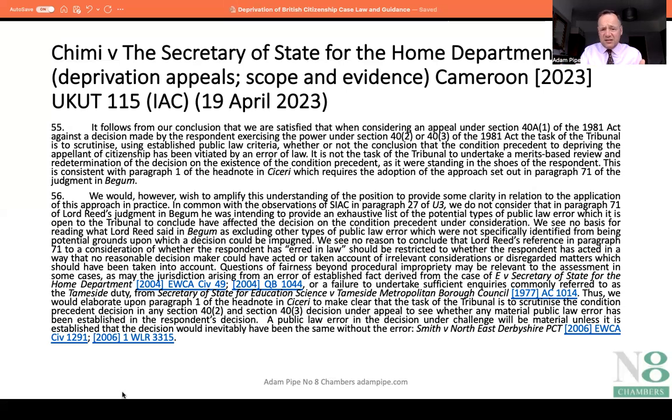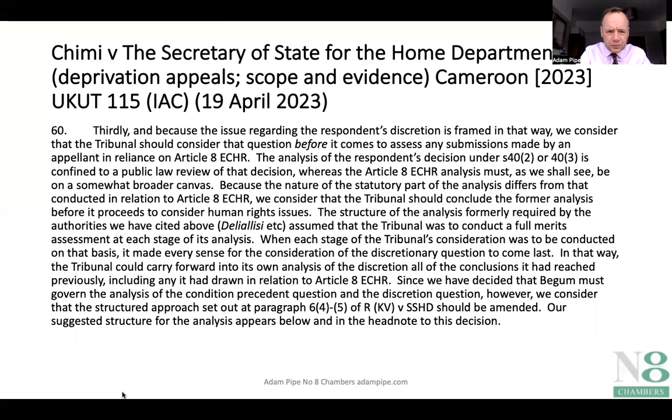And they can consider questions of fairness beyond procedural impropriety. They also refer to errors of fact, and they rely on the E and R case, or a failure in terms of the Tameside duty to undertake sufficient inquiries. So to that extent, what they've done in this case, which is very helpful, is widen the approach, clarifying that it relates to any public law error when considering the condition precedent or the exercise of discretion.